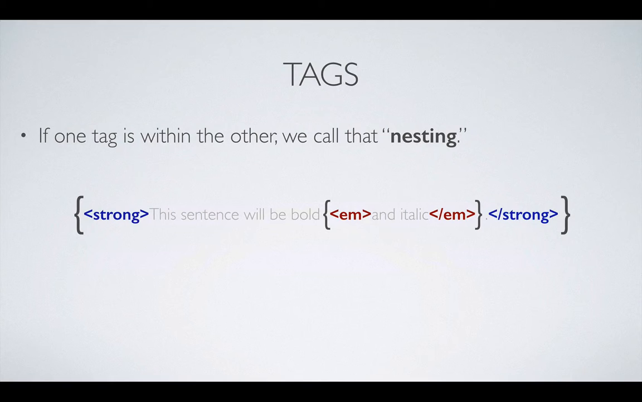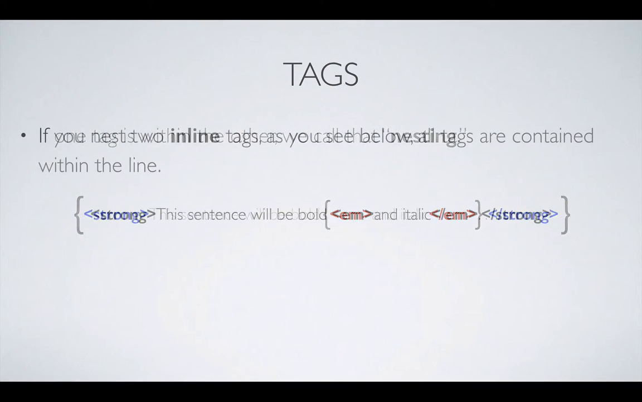If one tag is within the other, we call this nesting. So in this case, the italic or EM tag is nested inside the strong or the bold tag. If you nest two inline tags, as you see below, all tags are contained within the same line. So EM for italic and strong for bold, these are both inline tags. So we have them all inside the one line.